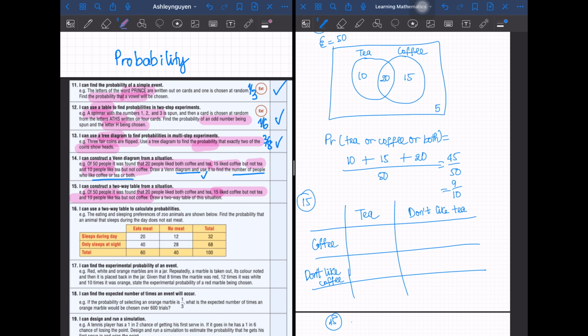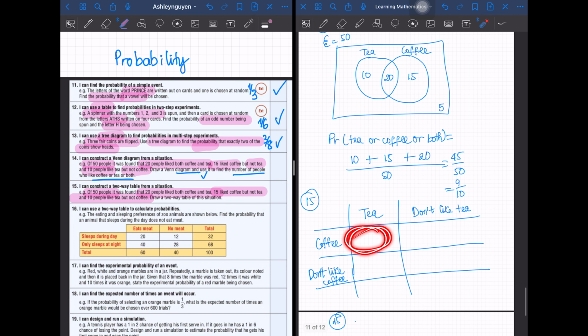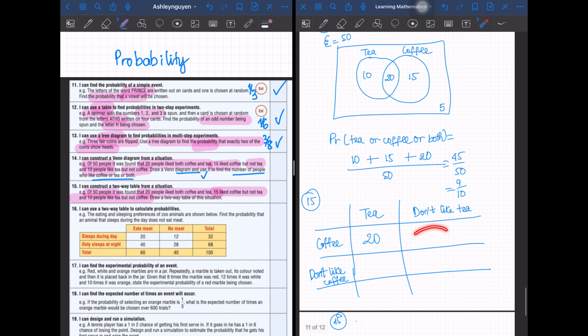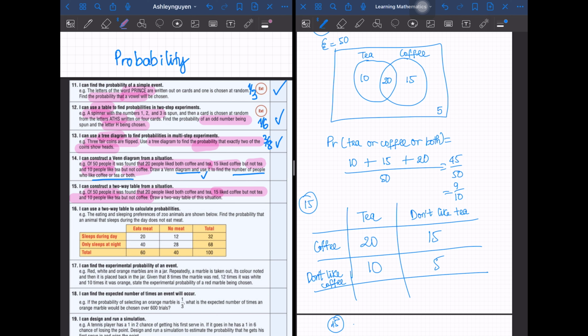So the first one here, people who both like tea and coffee, 20. Here, people who like coffee and don't like tea, 15. Over there, the people who like tea but don't like coffee, 10. Over here, the people who don't like tea, don't like coffee, don't like anything, 5.